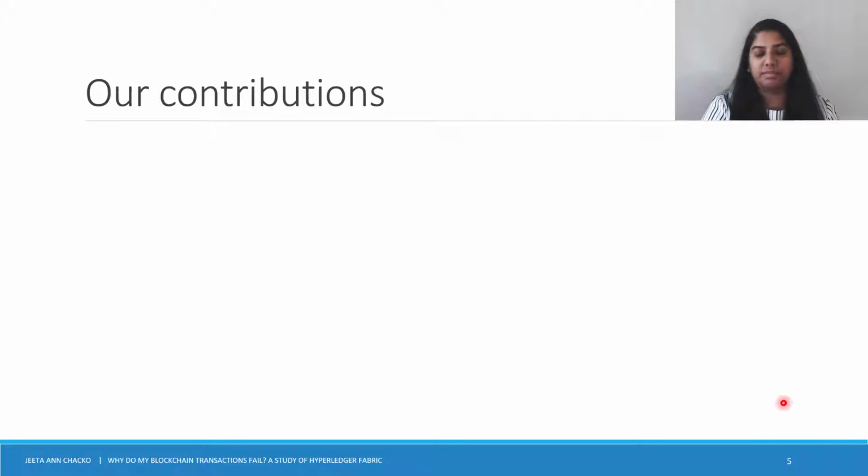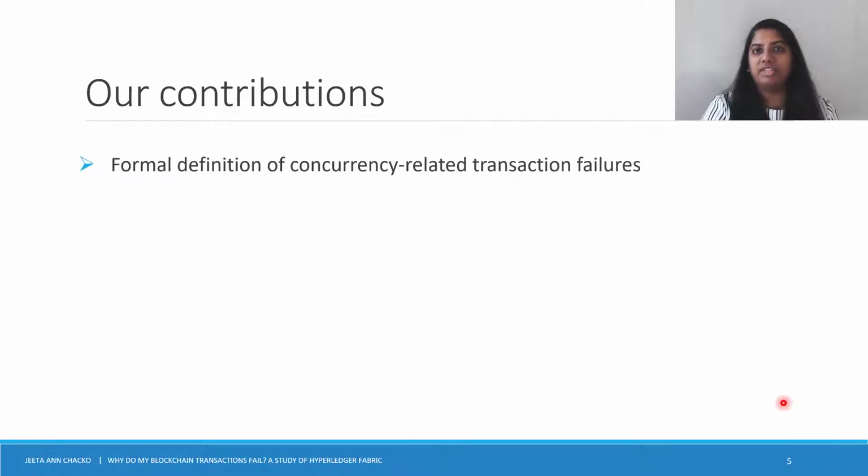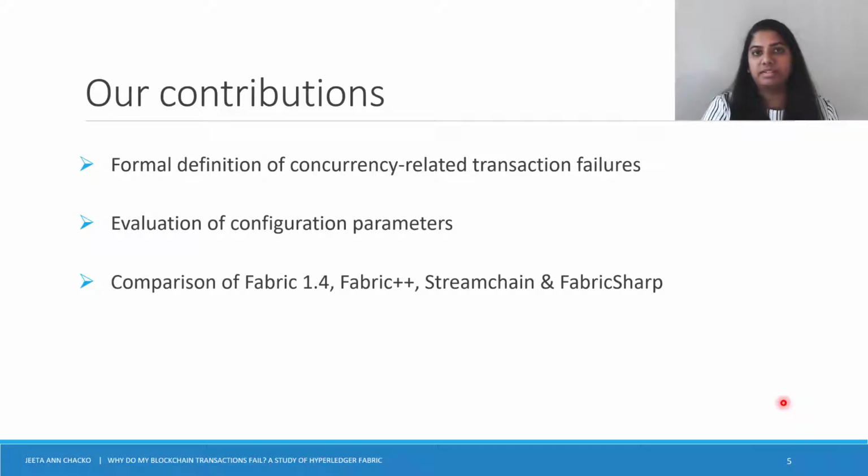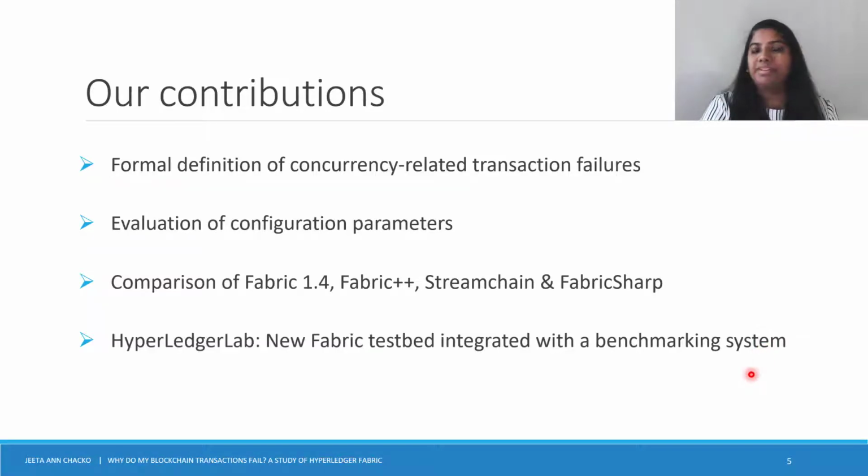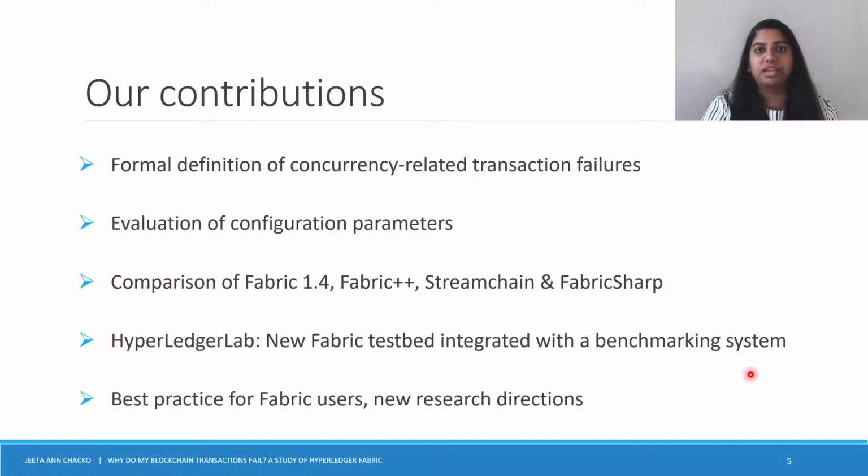So our contributions in this paper include a formal definition of all the different concurrency-related failures in Fabric, and evaluation of the different configuration parameters and the effect of these parameters on failures. Further, we compare the three optimization strategies of Fabric on a uniform configuration setting. Also, we developed an automated test bed integrated with a benchmarking system for all our experiments. Finally, we provide a set of best practices for users on how to choose the different configuration parameters and decide on optimization strategies.